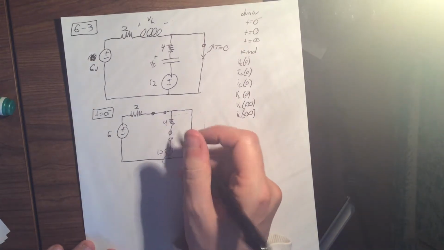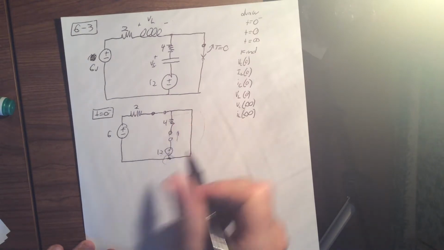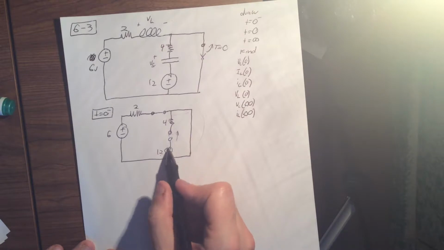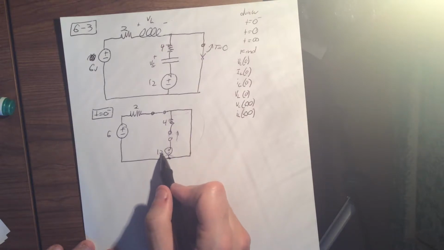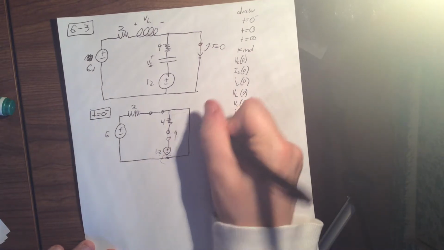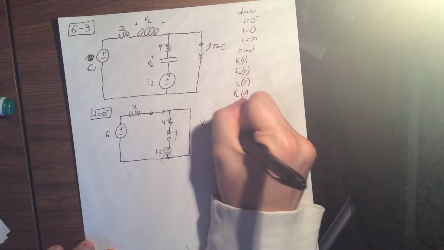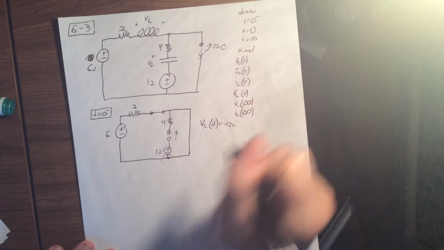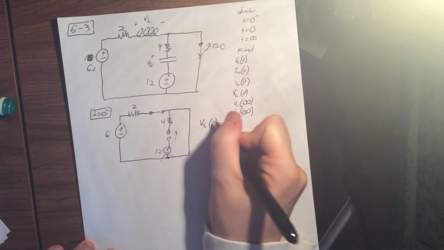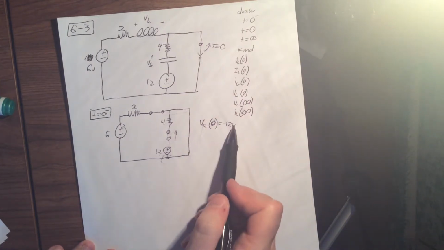So if this is our direction of current flowing out like this, our capacitor has to equal the opposite of this. So 12 minus 12 equals the capacitor. So VC of 0 equals minus 12 volts. That's 0 minus, right? Or is it just 0? It's just 0, because that is what's happening at 0.